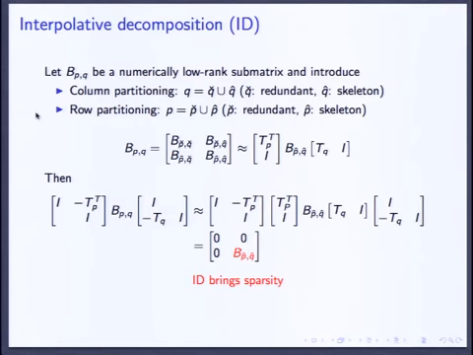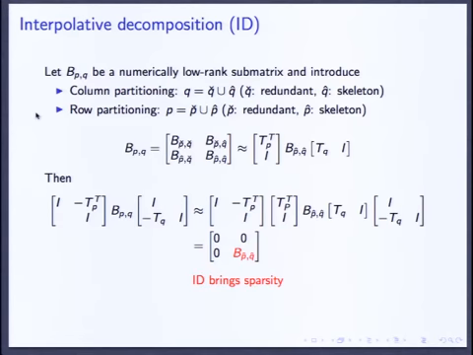If we do that, then this numerically low rank matrix B can be written down in a 2x2 block matrix form, corresponding to the redundant rows, skeleton rows, redundant columns, and skeleton columns, and can be written as a product of these three matrices.